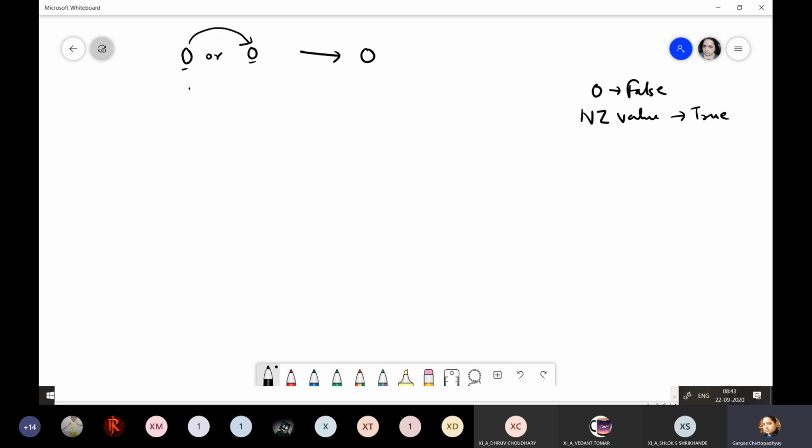If I write 0 or 8, first one is 0, that is it is false. Now this 8 is what? It is a non-zero value. So its value will be true. Because first one is false, it will move to the second one. We will get the answer what? 8.